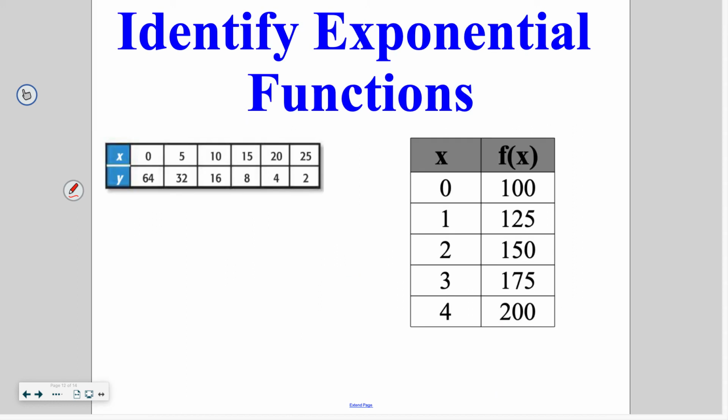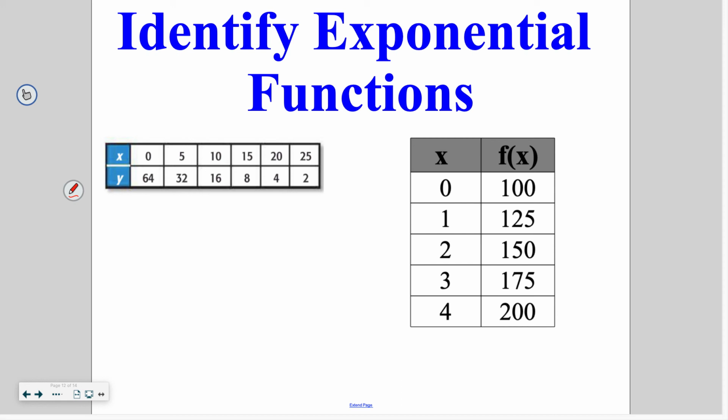Last thing we're going to talk about is being able to identify exponential functions. The easiest way to look at this is to look at the change in y. So notice with both of these, our x changes are consistent. So that's not really going to help us out that much. What we're looking at is how did I get from 64 to 32? How did I get from 32 to 16?